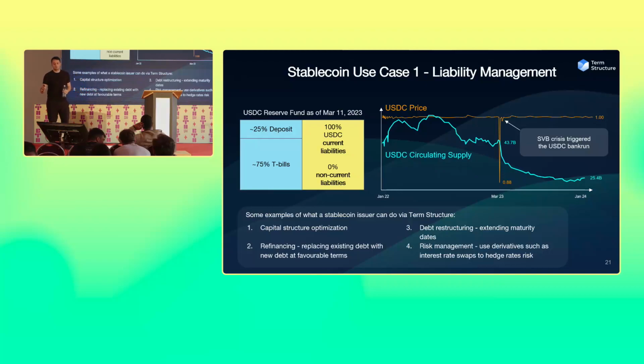You can restructure your debt, so extending the maturity or reducing the maturity of your debt profile. Usually people tend to extend the maturity profile, like if it gets to a month or two, people try to extend it to a year or so. And in general, you can use derivatives such as interest rate swaps to hedge risk.